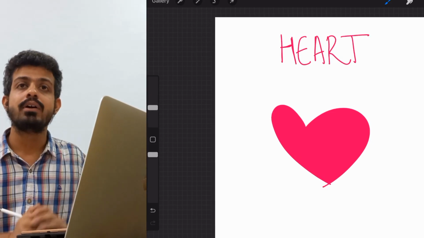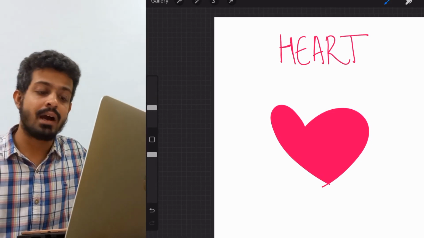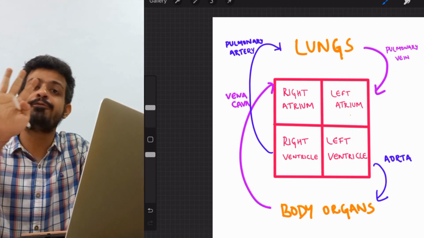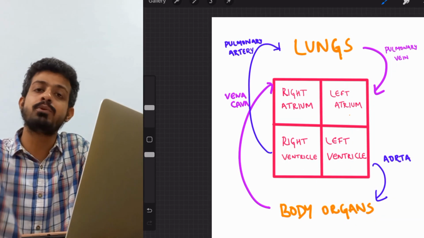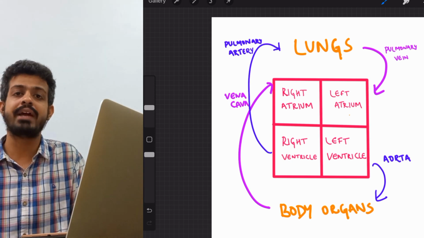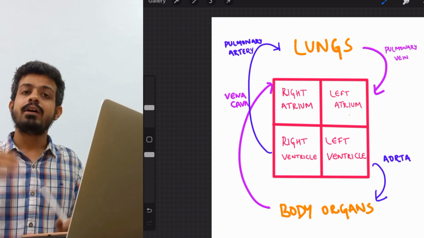In today's video, we will be studying the human heart. In a human heart, there are four chambers. The upper two chambers are known as atrium and the lower two chambers are known as ventricle.